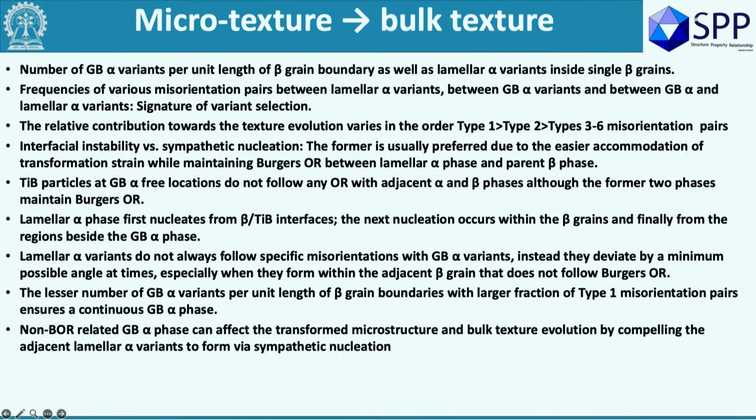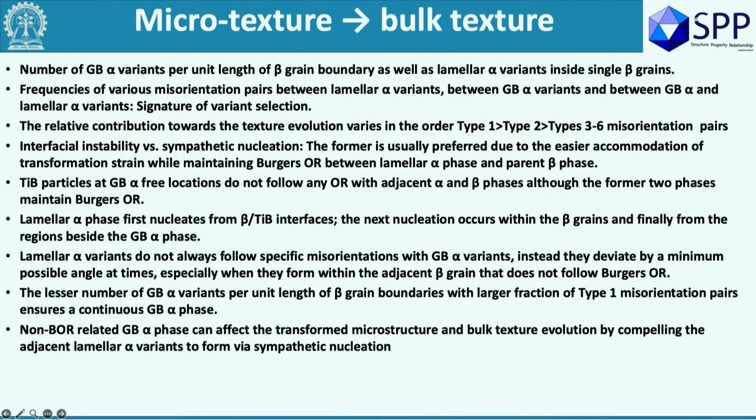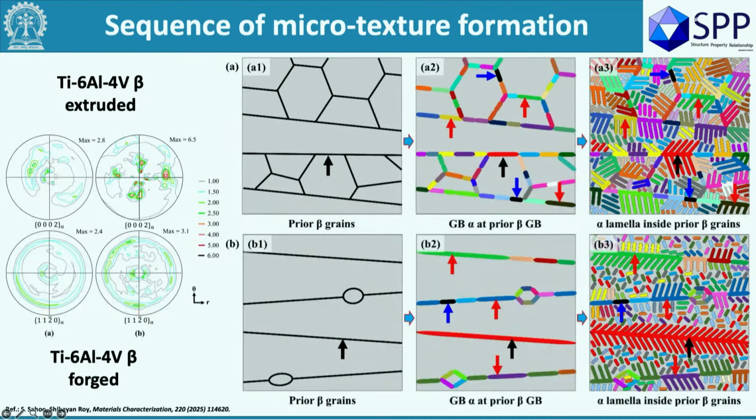So that's what I was actually getting at with all this. We have a paper submitted in JALCOM. This is a kind of summary of how these different factors that I was talking about are influencing the bulk texture. On top of the Burgers relationship and variant selection, how exactly this microtexture controls the real bulk texture. That's the point, and this summarizes that entire thing. I am not going into that. Just one simple example of the complexity of the problem.